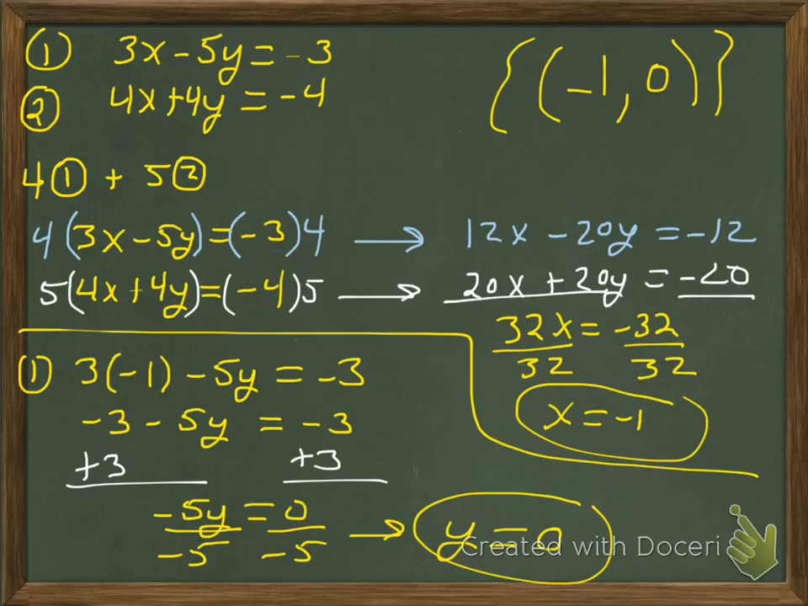Now if I check this, in both cases the y is going to be 0, so whatever I multiply 0 by is 0. 3 times negative 1 is negative 3, so I have negative 3 equals negative 3 in the top equation, equation 1, so that's good. And then 4 times negative 1 is negative 4, and in equation 2, negative 4 equals negative 4. Works out in both of them.